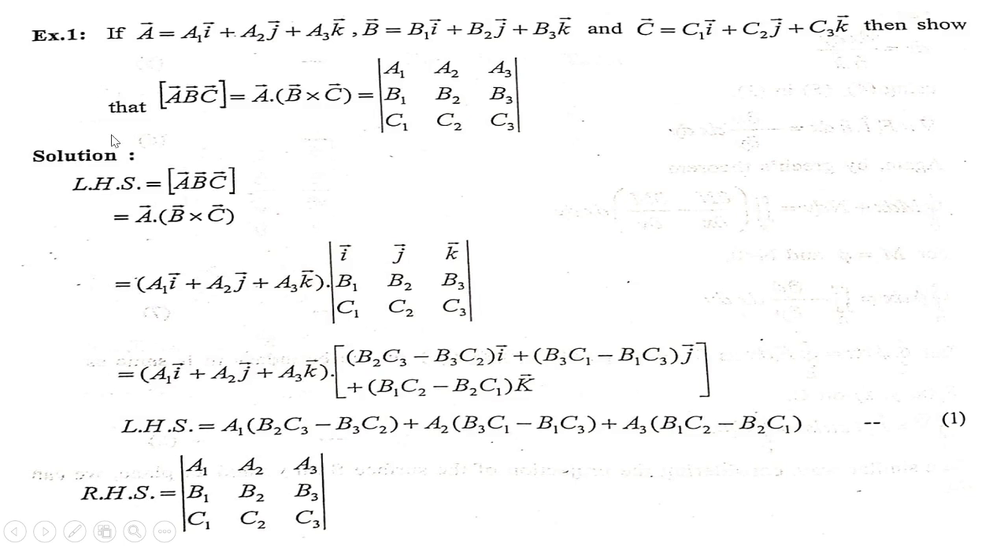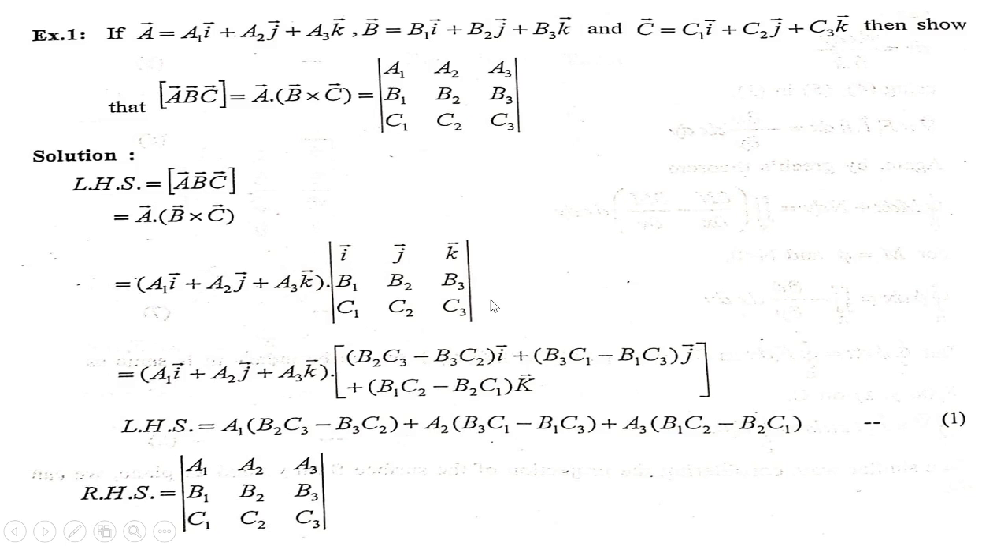Solving this example, we can take first LHS equal to a bar b bar c bar, that is equal to a bar dot b bar cross c bar. So a1 i bar plus a2 j bar plus a3 k bar dot b bar cross c bar, which is the determinant i bar j bar k bar, b1 b2 b3, c1 c2 c3. So LHS is equal to a1 i bar plus a2 j bar plus a3 k bar.